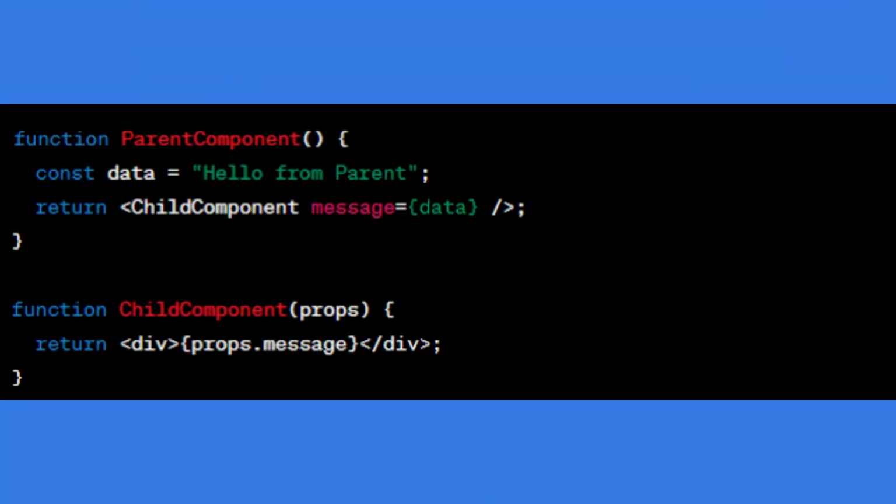2. Props. Data is passed from parent components to child components through props, short for properties. Props are read-only and are used to configure a component. When a parent component renders a child component, it can pass data to the child component via props. This establishes the first part of the one-way data flow. Data flows from parent to child.